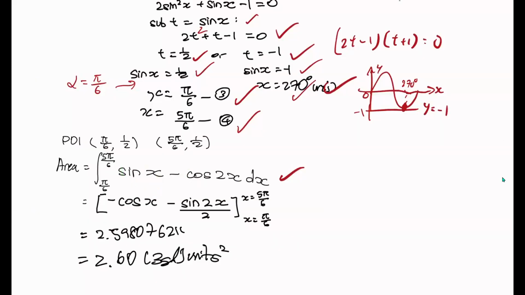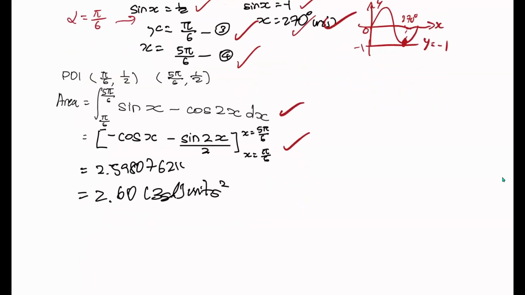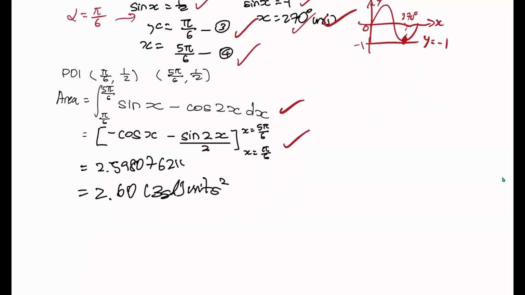Good. So integrate sine x, you get negative cosine x. Integrate cos 2x, you get sine 2x, but divide by 2. Okay, good. Sub in the 5 pi over 6 and pi over 6. Do you get that as the answer?